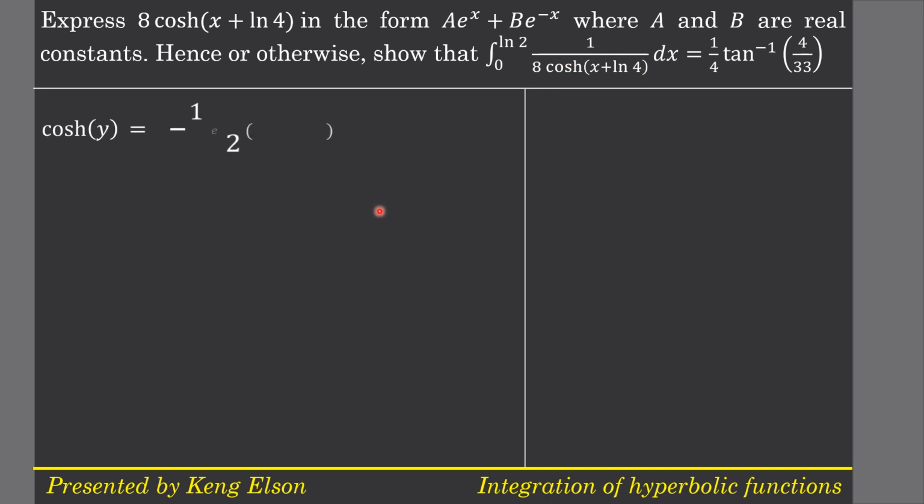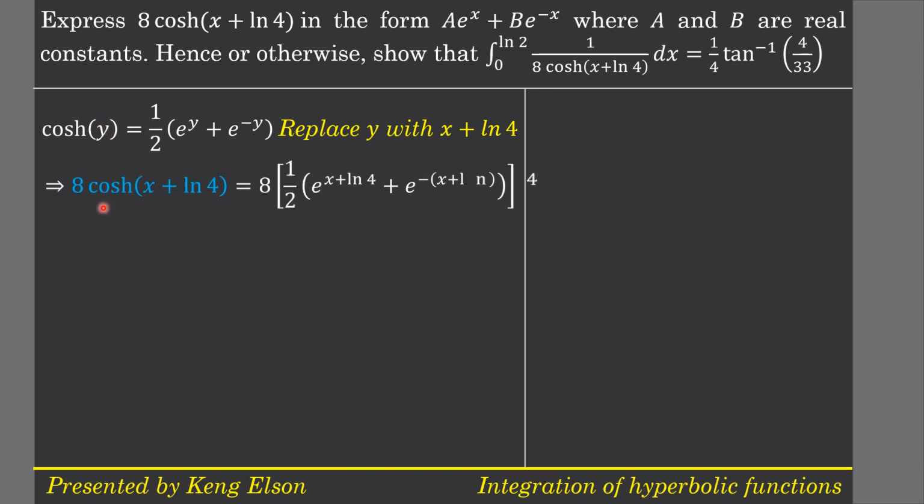So first of all, I want us to recall that cosh y is equal to half into (e^y + e^(-y)). So to get 8 cosh(x + ln 4), I just need to replace the y with x + ln 4. If I replace y with x + ln 4, this is what we get.